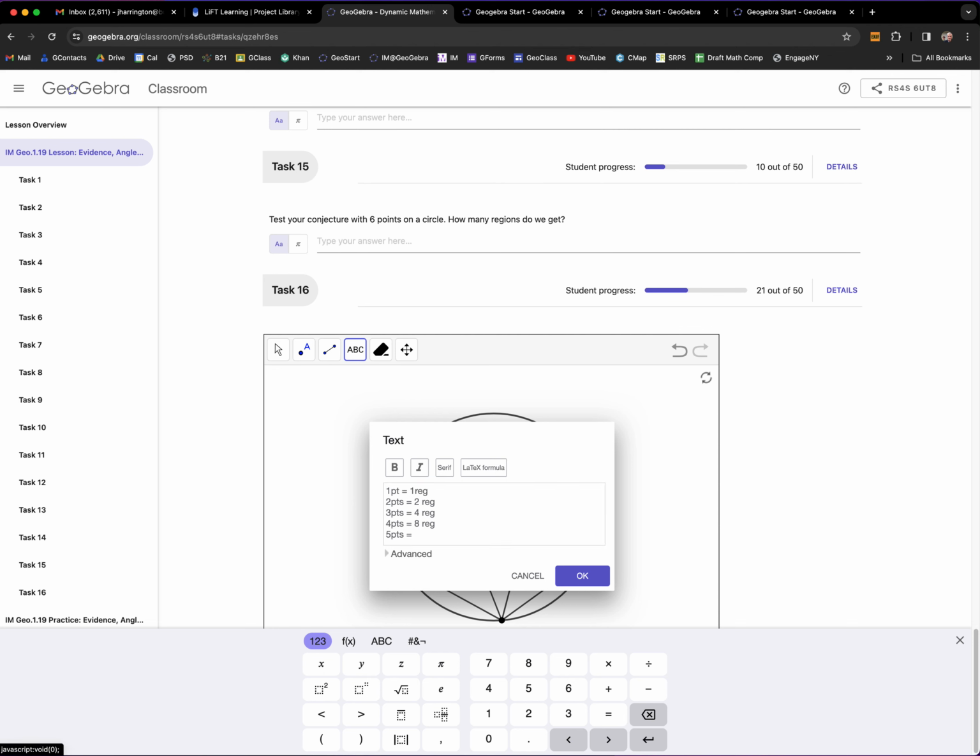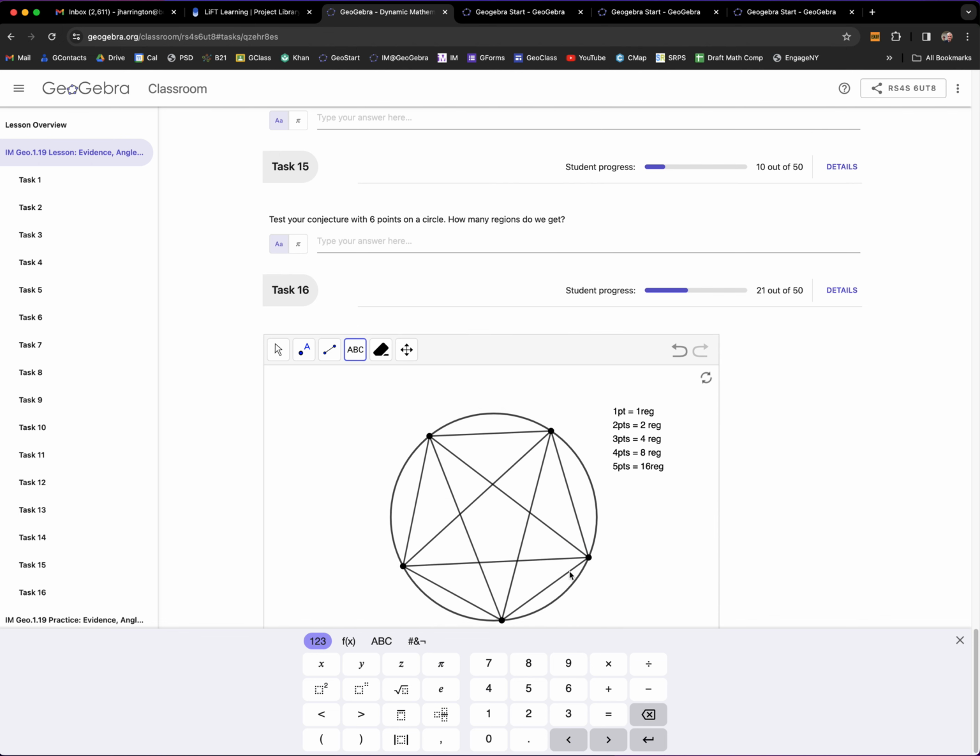And we came up with, whoops, didn't mean to do that, 16 points, whoops, 16 regions. And it seems like this is working. It's doubling each time, right? That formula would look something like, right, the formula would look something like this.